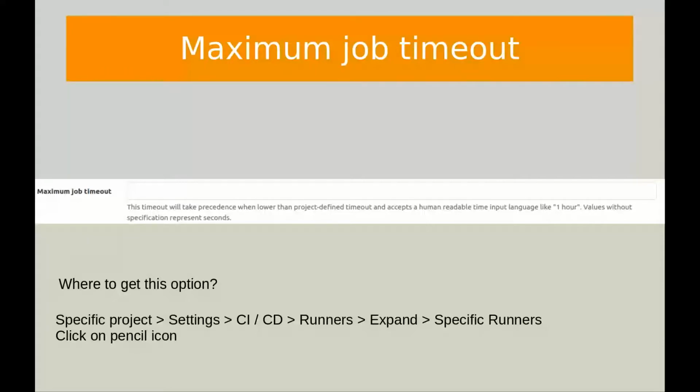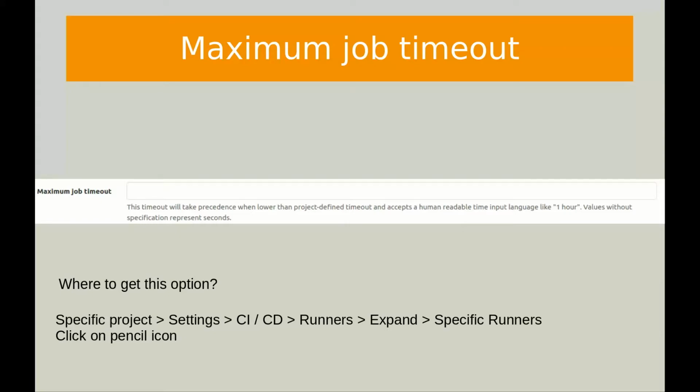So over here on the screen, whatever you are looking at, it is for the runner level timeout. So how can you get this option? For that, you need to go to a specific project, settings, CI/CD, runners, expand the section. Under a specific runner, click on pencil icon and there you will get this option maximum job timeout. So over here, you can define a specific runner level job timeout.